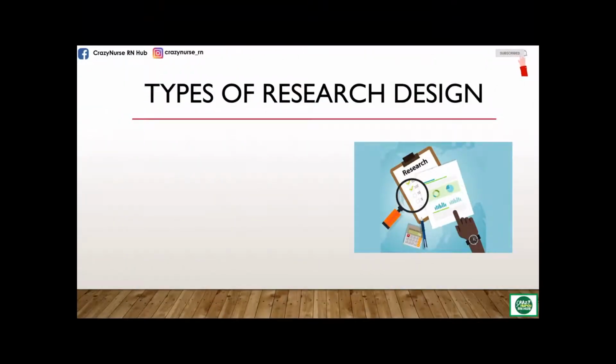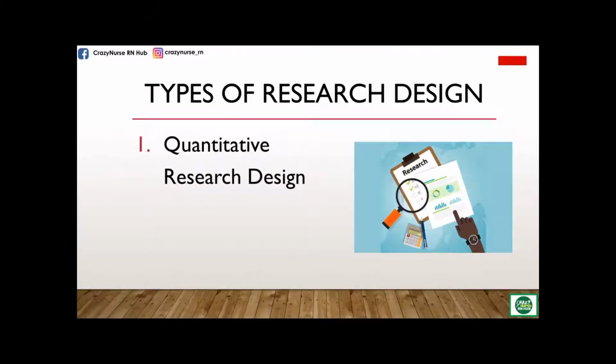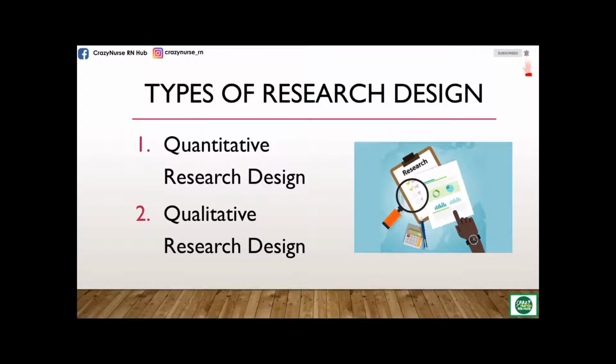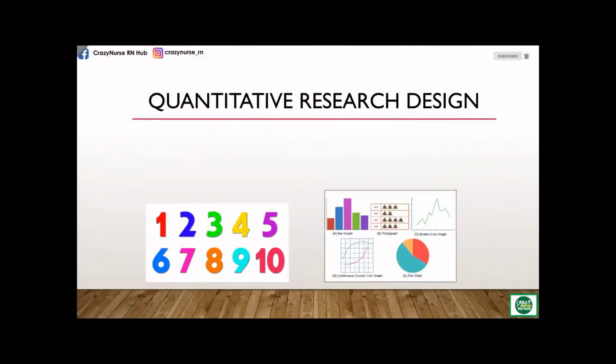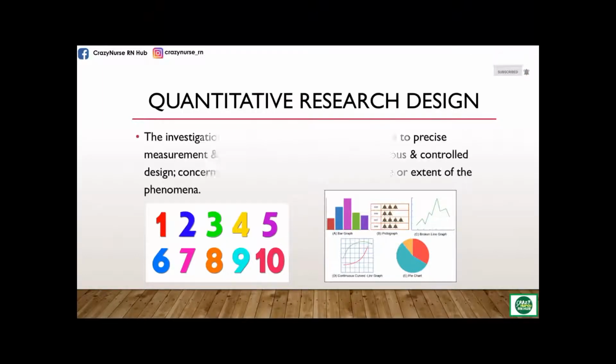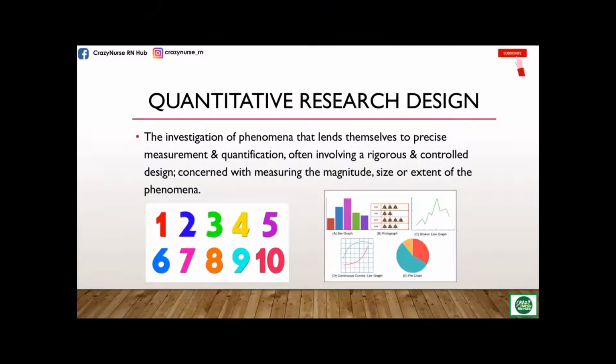Now let's proceed to the types of research design. So we have quantitative research design and qualitative research design. Quantitative research design is the investigation of phenomena that lends themselves to precise measurement and quantification, often involving a rigorous and controlled design concerned with measuring the magnitude, size, or extent of the phenomena.